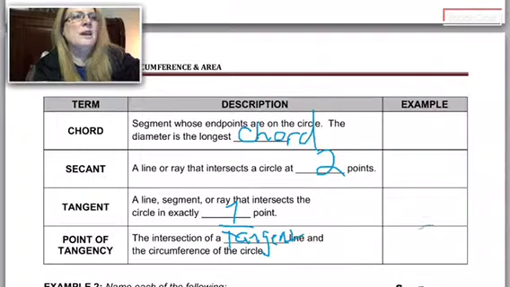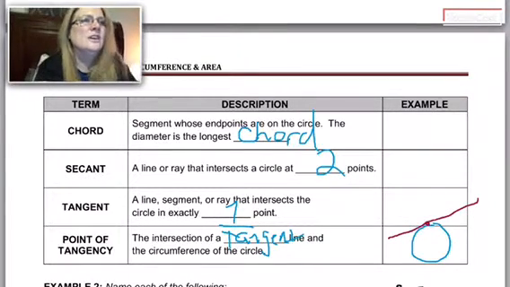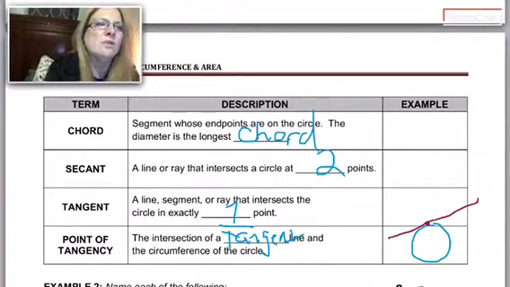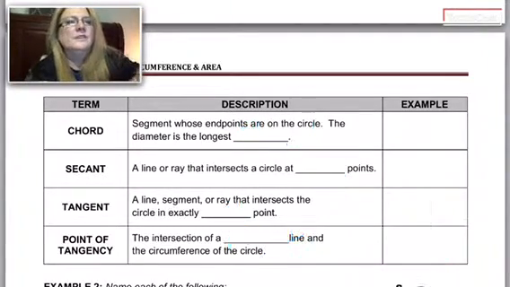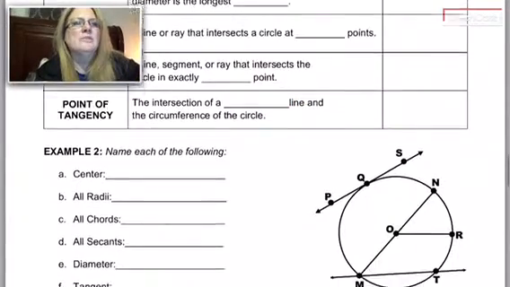So in other words, if we have a circle and you have a line, it should just touch, and that point where it touches is the point of tangency. So let's look at some examples here.